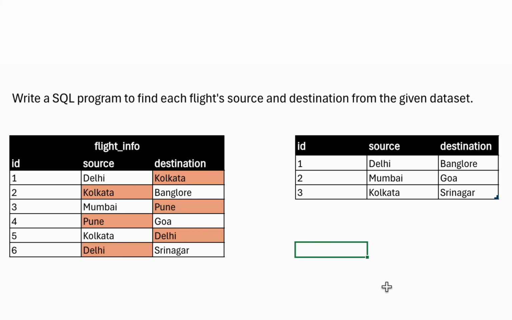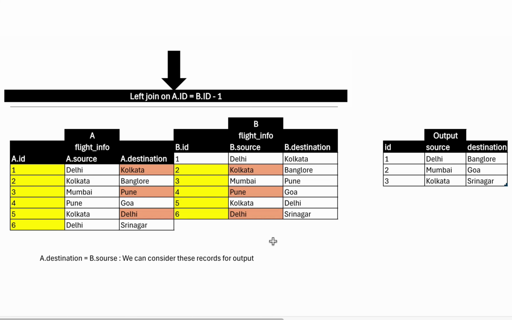Now let's look into our diagram again. In this diagram, using this condition, which is a.destination equal to b.source, we can consider this first row, this third row, and this fifth row. And now if we want to find out what is the source and what is the destination of the flight, then we can take out this information, which is a.source and b.destination.